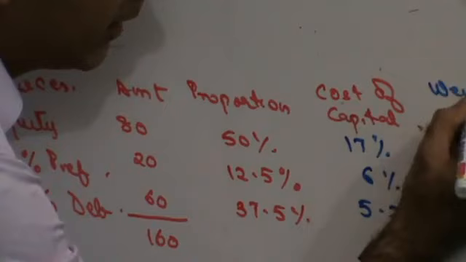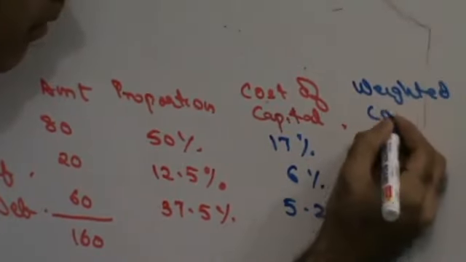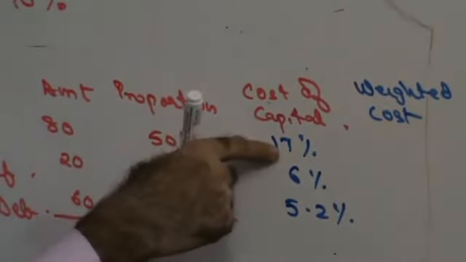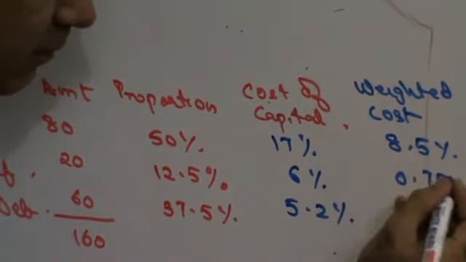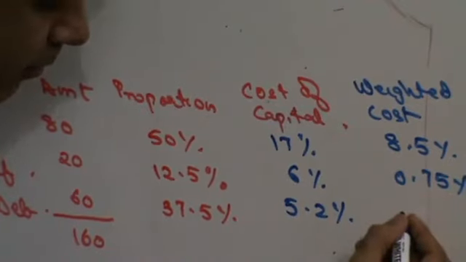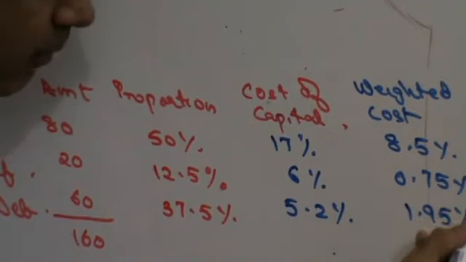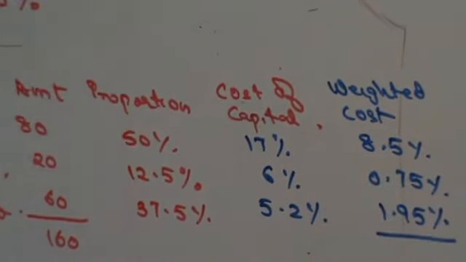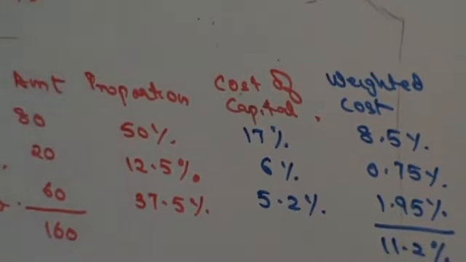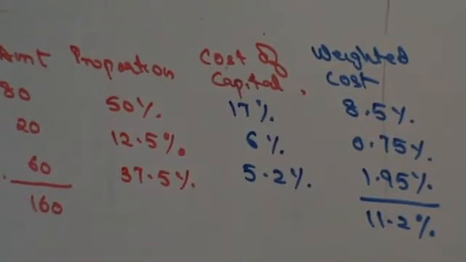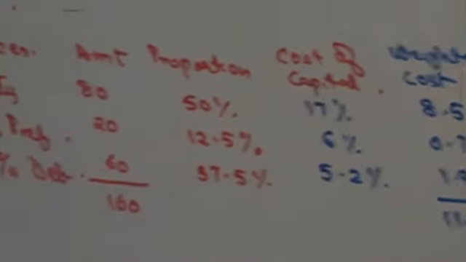Next, let's find out the weighted cost. 8.5. How did she do that? 50 into 17%, 8.5. 0.75. Next, 1.95. So please add them up. 11.2%. So your weighted cost of capital is going to be 11.2%. That is the A part of the sum.